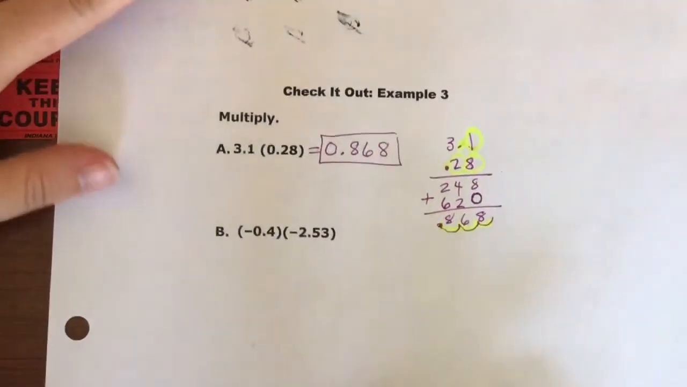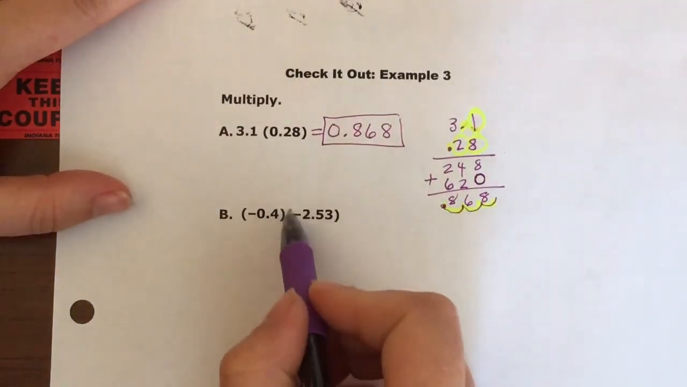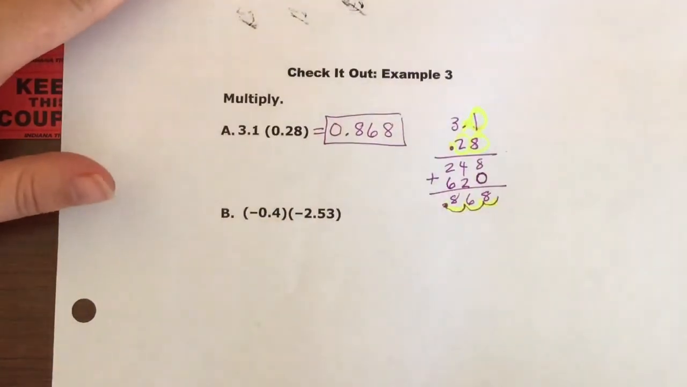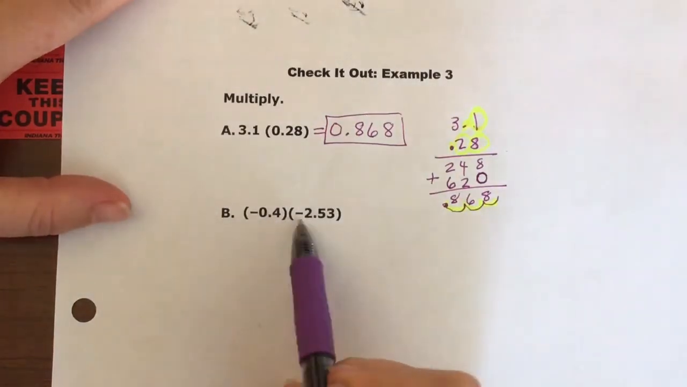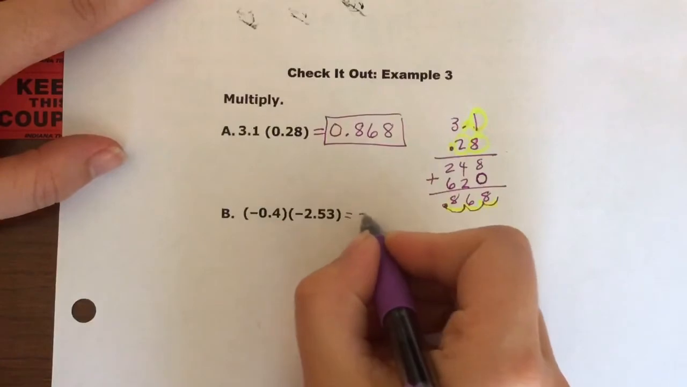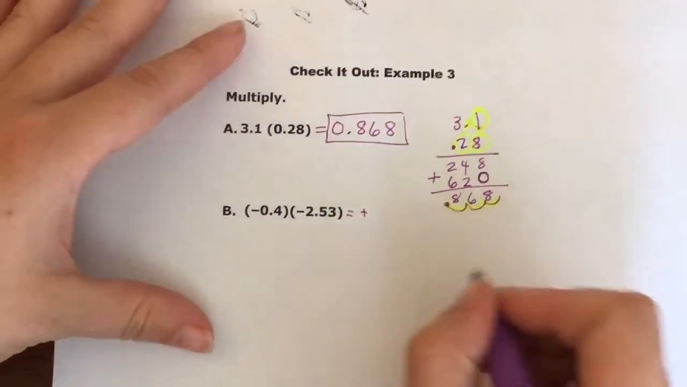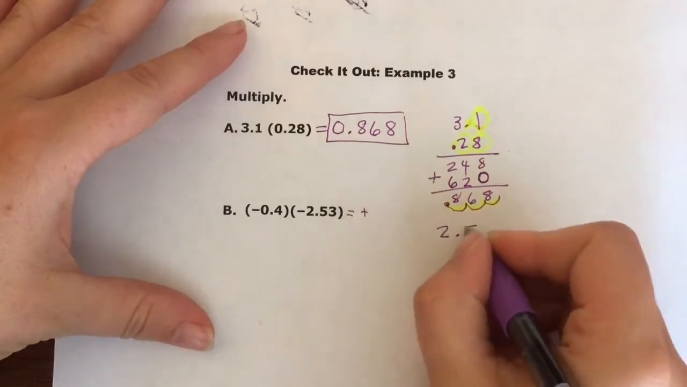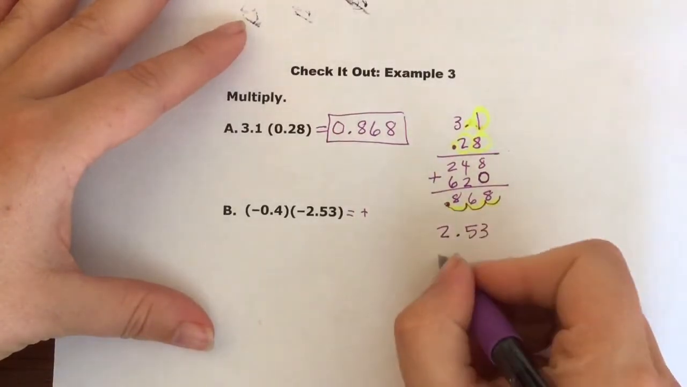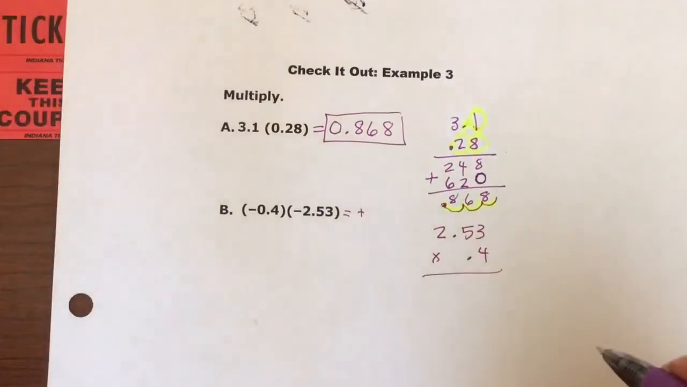Okay, down to the next one. We got negative 0.4. Remember, this is times negative 2.53. Okay, we got a negative and negative, so our answer is going to be positive. All right, cool. Let's go ahead and write this down. So we have 2.53 times 0.4, and we just do the multiplication.